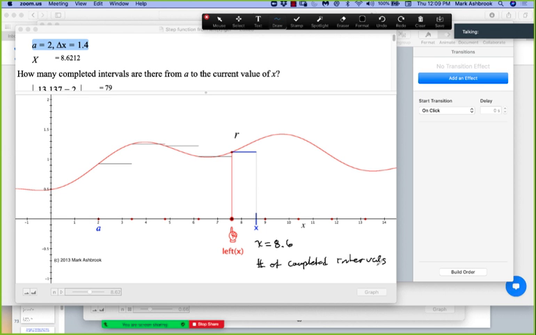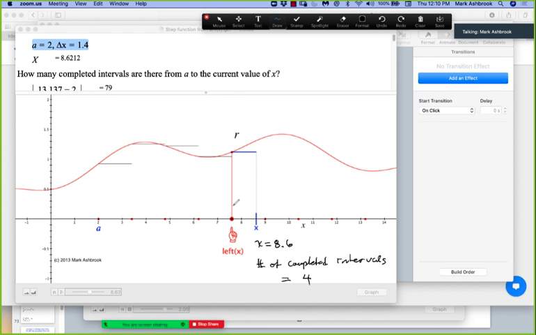We have 4. Is that Angel? Yeah. And Angel, how'd you get that? I did it by counting the number of intervals that were complete. Just look and count them, right? There's 1, 2, 3, 4. Right? So for x equals 8.6, the number of completed intervals is 4. Everyone, does it make sense?